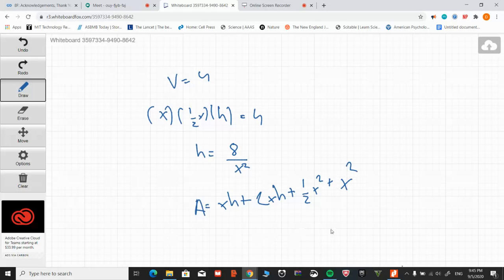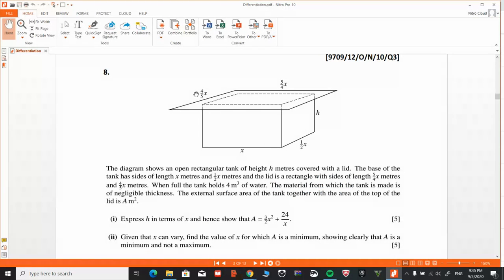Wait, lid 4 by 5x into 5 by 4x, ওরা লিডের এরিয়াটাও কনসিডার করছে, বুঝছি, ওকে। ঠিক আছে? So you don't need to calculate the area of the top because that is covered by the lid, so that's not part of the tank. হ্যাঁ, ওটা open.